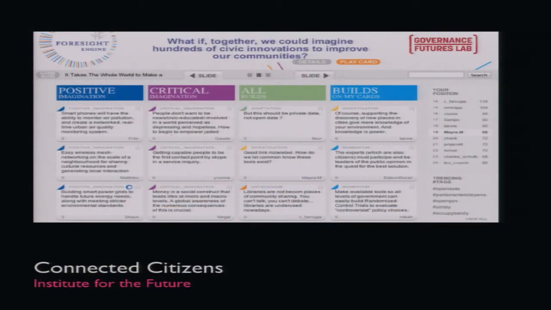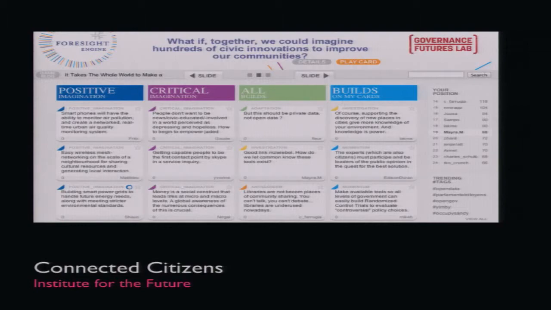This was on Tuesday, which was also my birthday. There was a game proposed by the Institute for the Future, which was open for 24 hours only. It is called Connected Citizens. Connected Citizens is an interactive platform where people can suggest ideas or build on other people's ideas about the role that citizens can play in the provision of public services.